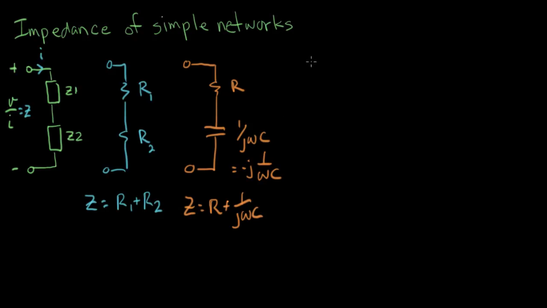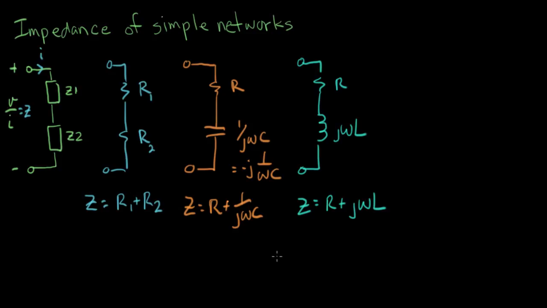Let's do another one. Let's do an inductor combination. So we'll do a resistor and an inductor, like that. So the impedance of a resistor is R. The impedance of an inductor is J omega L. And I can write the combined impedance of this the same way. It's a series impedance. So I can do R plus J omega L.